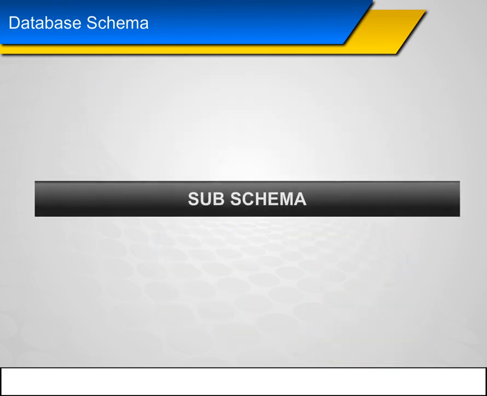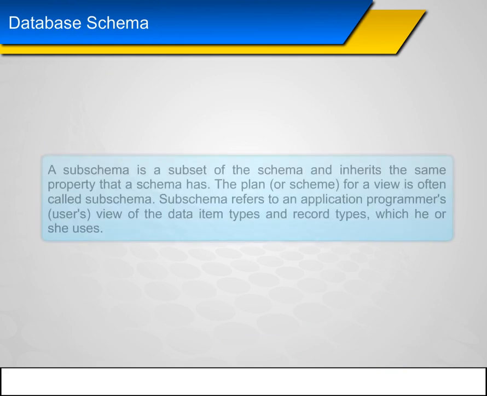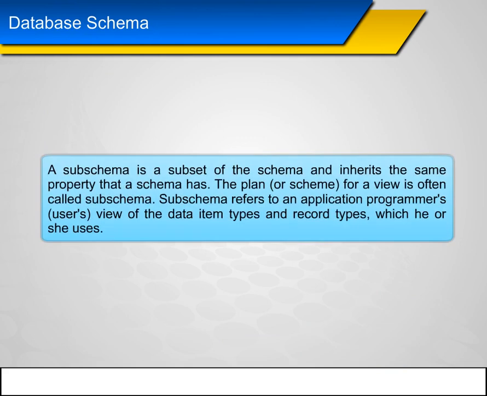Subschema. A subschema is a subset of the schema and inherits the same properties that a schema has. The plan or scheme for a view is often called subschema. Subschema refers to an application programmer's, that is, user's view of the data item types and record types which he or she uses.